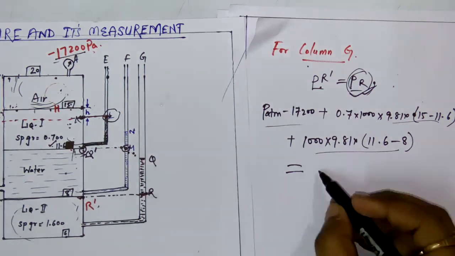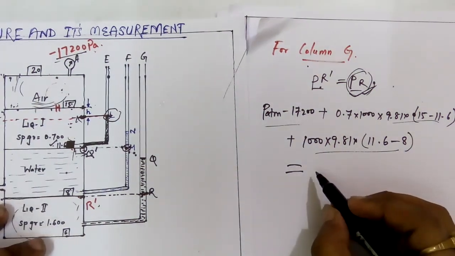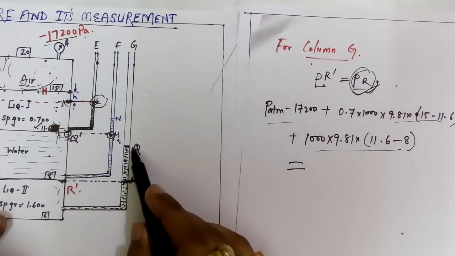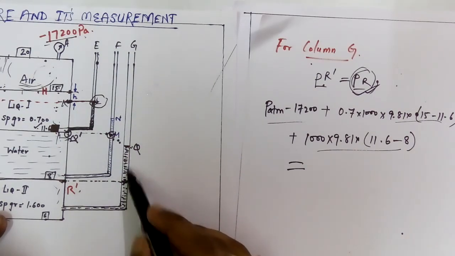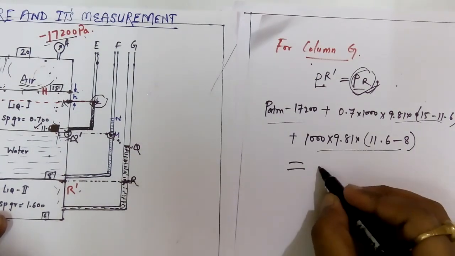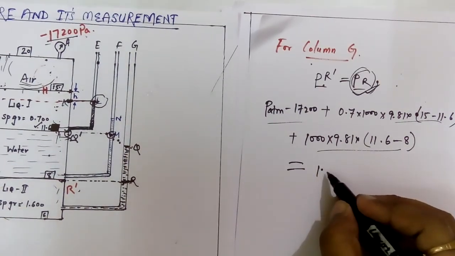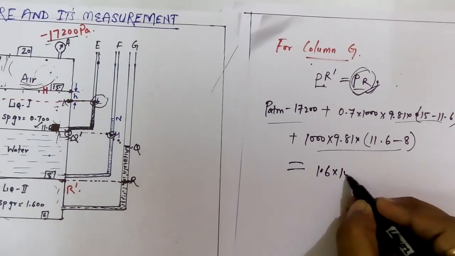What is the pressure here? The pressure here is due to this liquid column from Q to R, that is liquid 2, that is 1.6 into 1000.